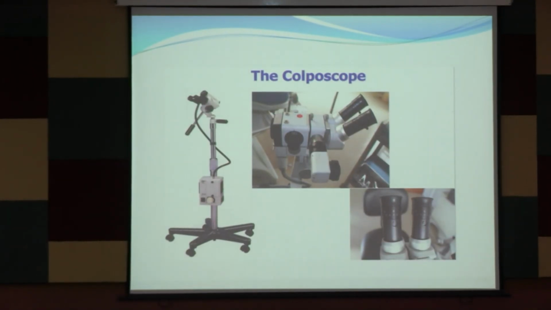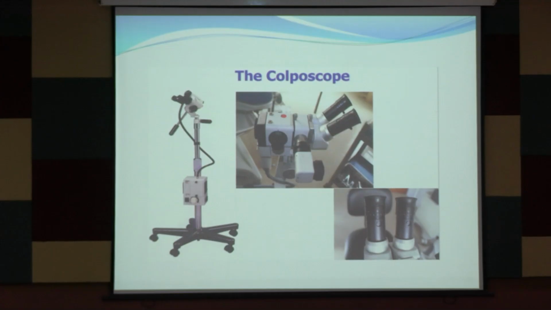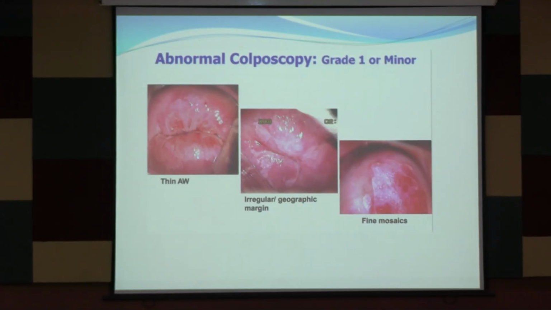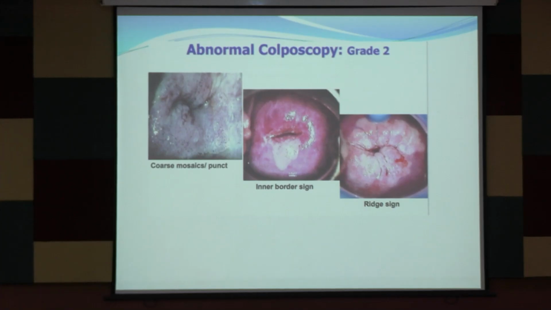Next is colposcope, discovered by Hans Hinselmann. It has a magnification of 4 to 16 times. The picture looks similar to VIA, but with magnified images, you know that you are looking with more detail. It can be minor abnormalities like very thin acetowhiteness with geographical borders and fine mosaic pattern. Mosaic pattern happens when there is abnormality. But if it's a coarse mosaic pattern or a dense acetowhiteness with sharp borders like this, then it's a higher grade of lesion. It's a coarse mosaic pattern, inner border sign, ridge sign.